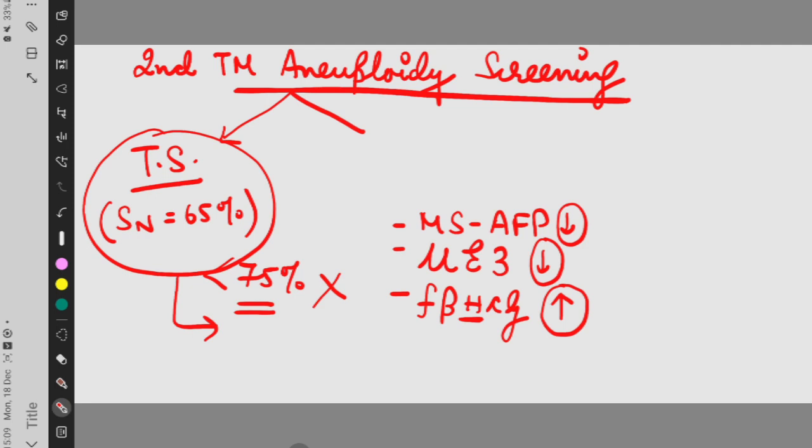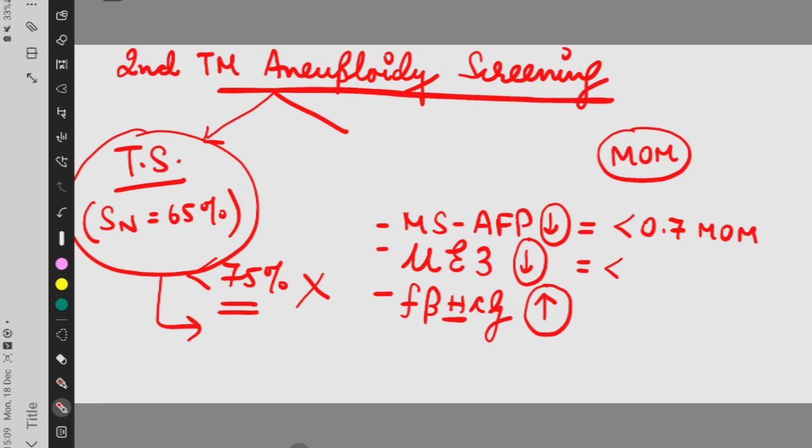How much reduce and how much increase? We will measure it by multiples of median, as we had seen in the previous video. So this is very important. Maternal serum alpha fetoprotein, if it is less than 0.7 MoM, is significant for trisomy 21. If unconjugated estriol is less than 0.8 MoM, it is significant for trisomy 21. And free beta HCG, if it is more than 1.8 MoM, has a significant risk of trisomy 21.